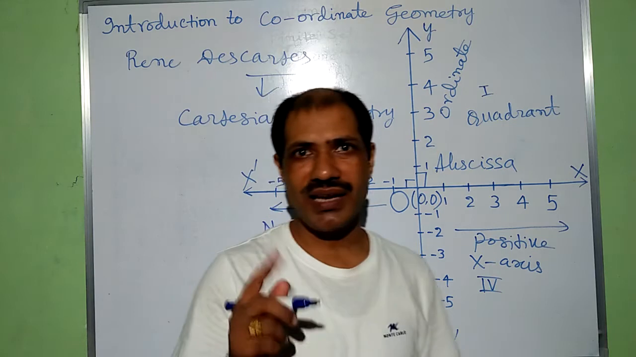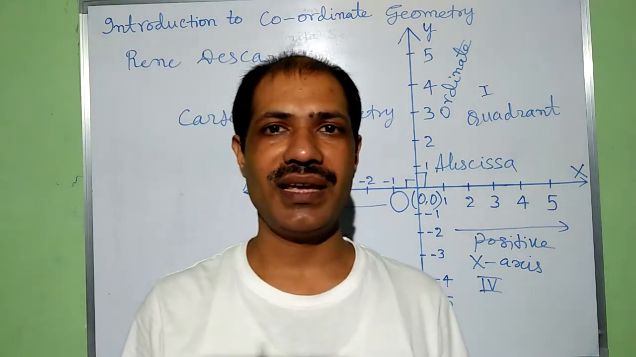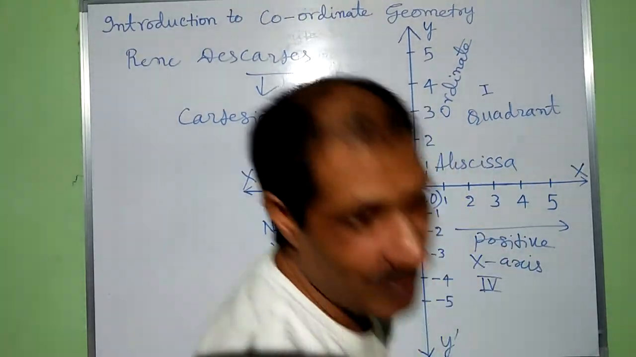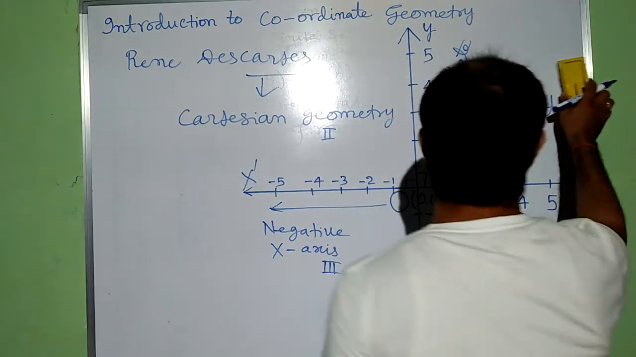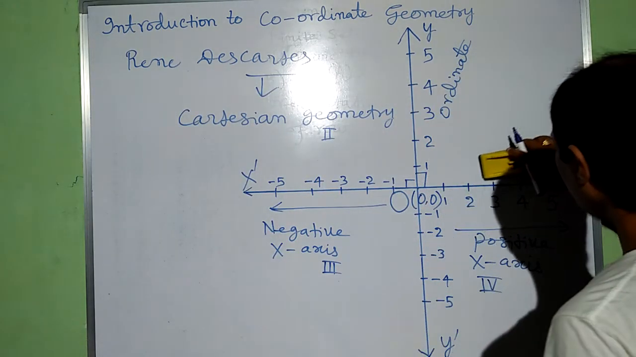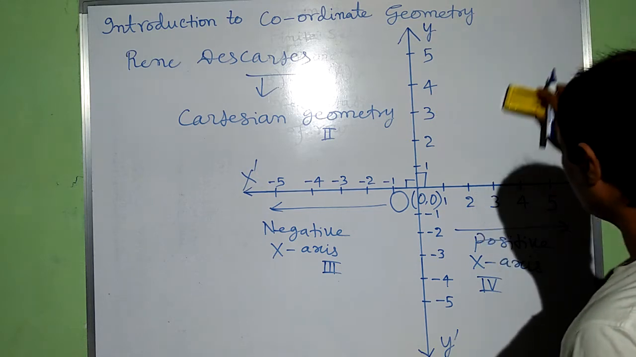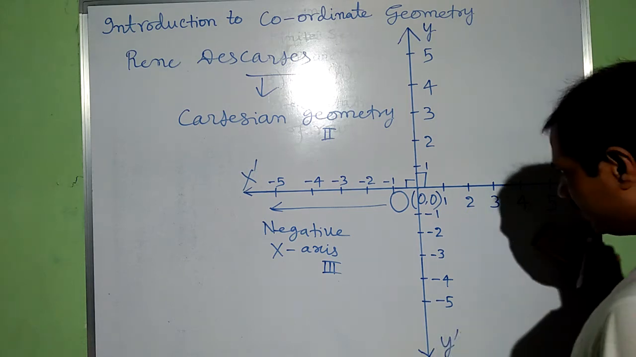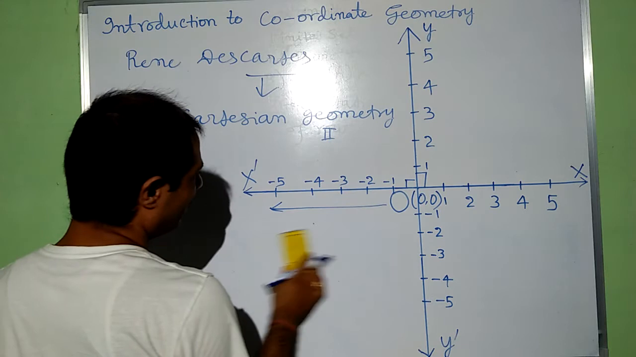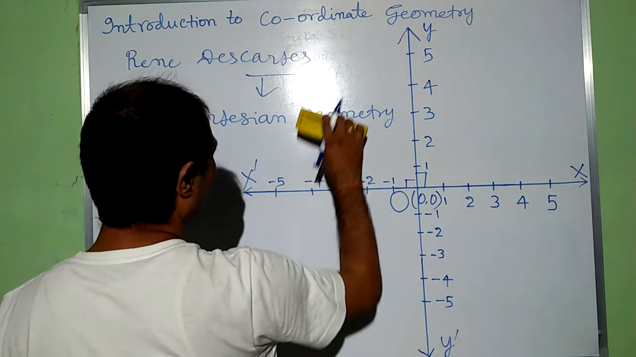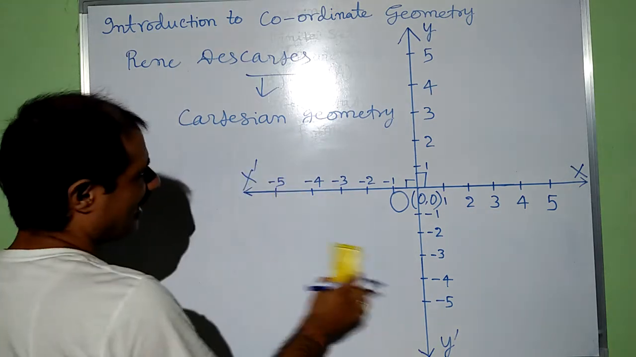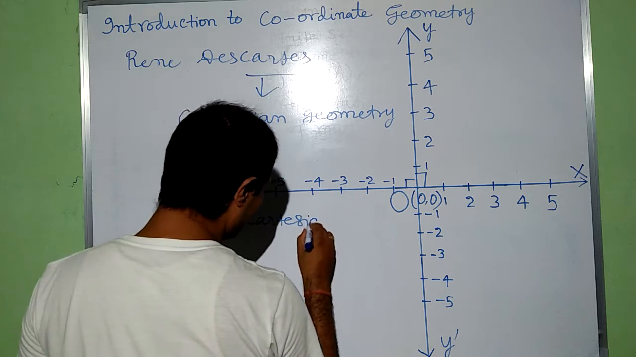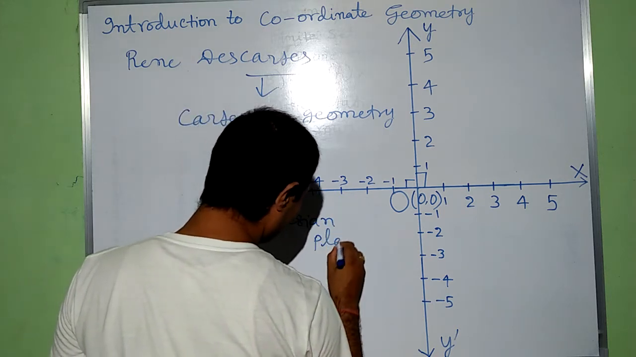In this plane, any point can be represented by an ordered pair. Its first element is called the x-coordinate and the second element is called the y-coordinate. With the help of coordinates, we can find the position of any point in this plane. This plane is also known as the Cartesian plane.